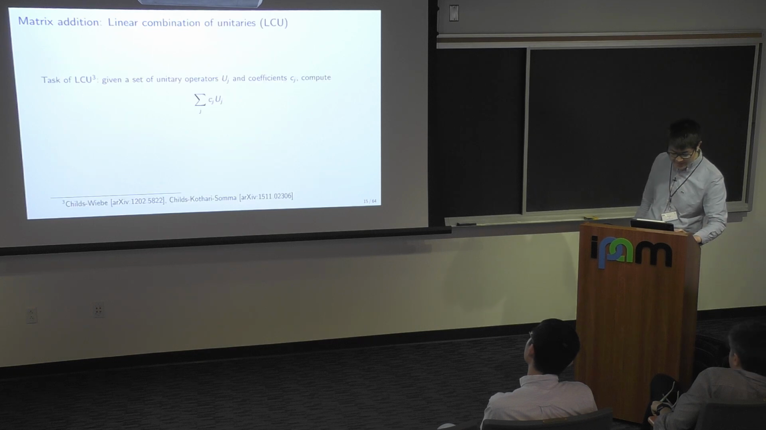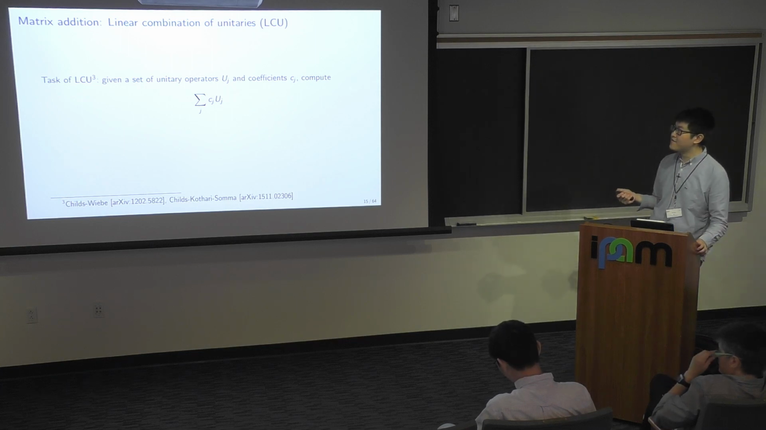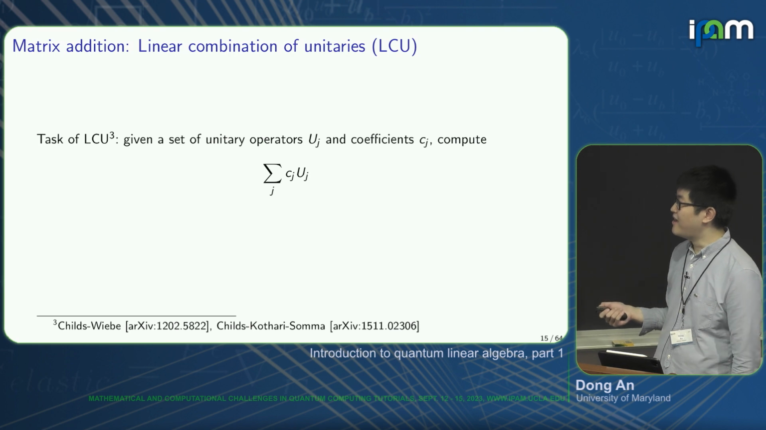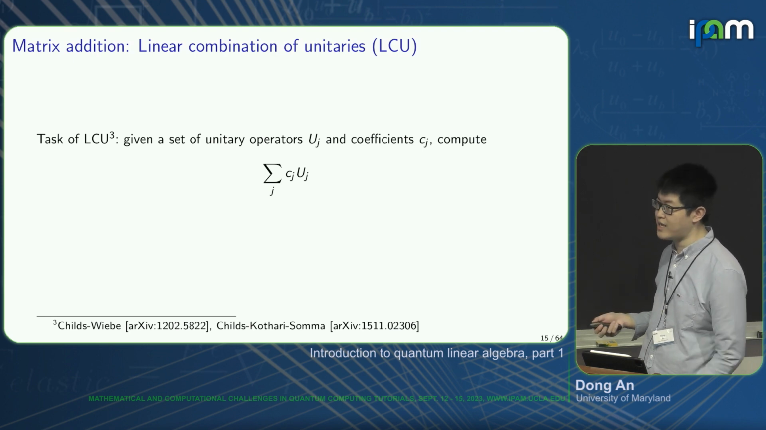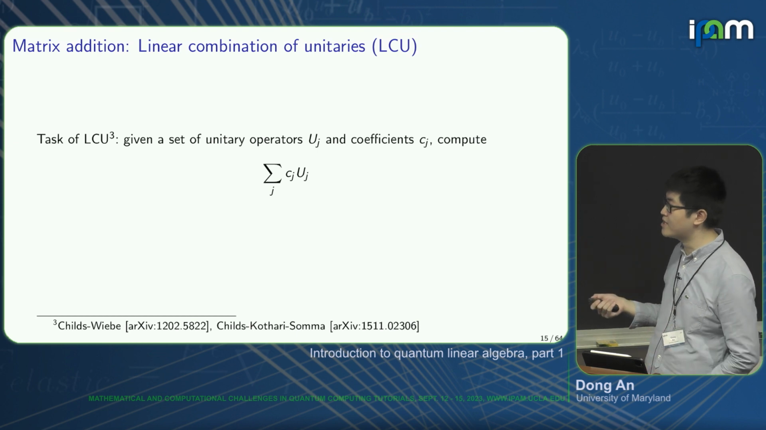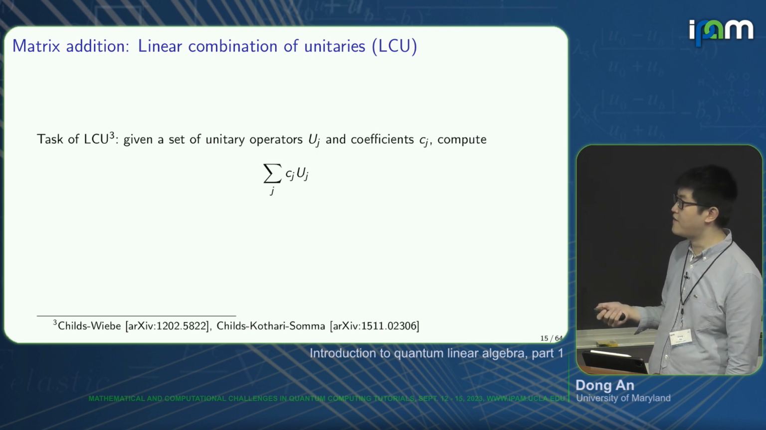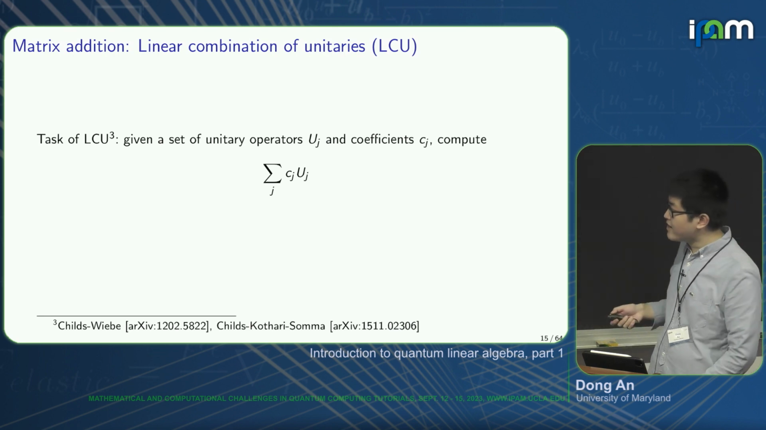Okay, great. Let's continue with the LCU, the linear combination of unitaries. The task of the LCU, as its name suggests, is to implement a linear combination of unitary operators. That is, we have many unitary operators, U_j, and some coefficients, c_j, which can be complex numbers, and we want to construct a block encoding of this linear combination.